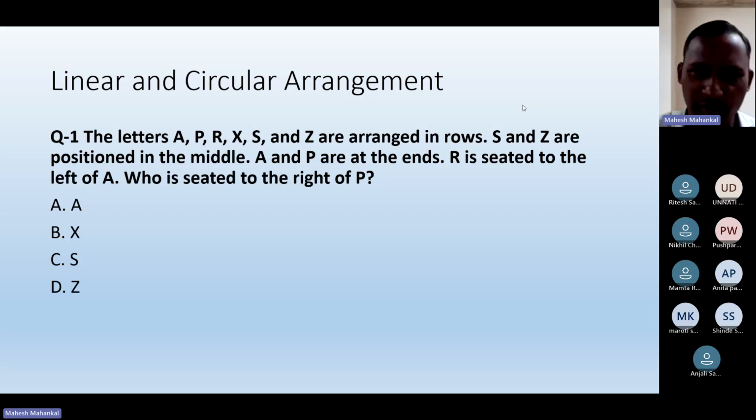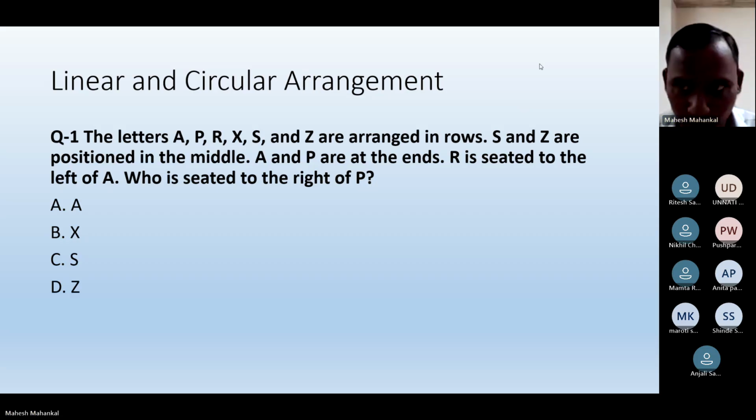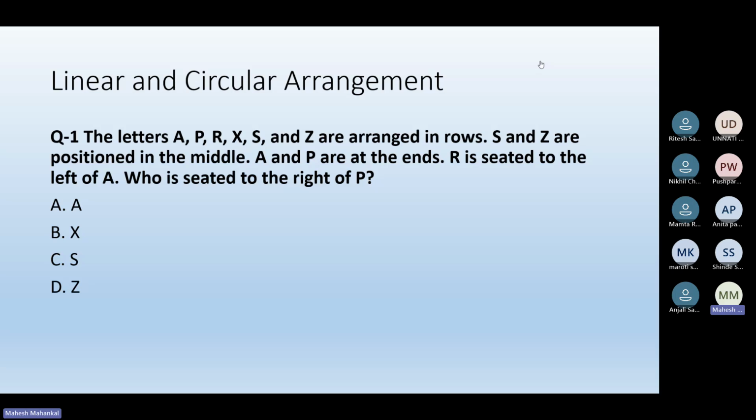P is at an extreme end, one end. You got an idea about that? Who is to the right of P? S and Z are positioned in the middle, not at the extreme ends. Out of 6 positions, they are in the middle, meaning third and fourth they are sitting. You got an idea about this? Okay, try to solve it and we will see what the correct answer is.